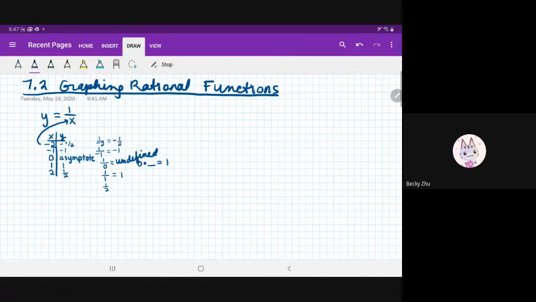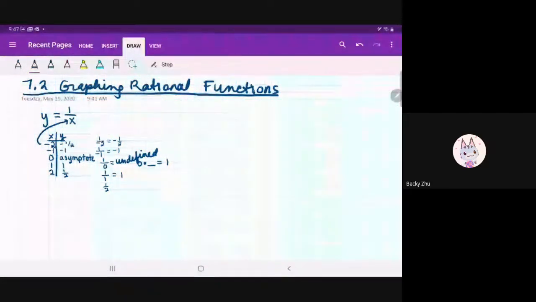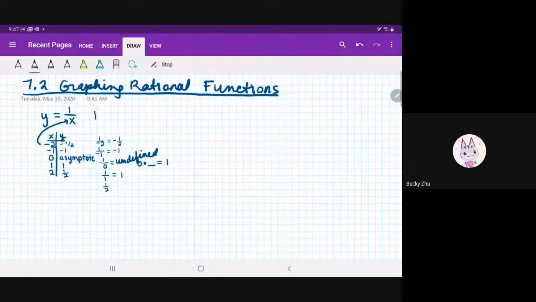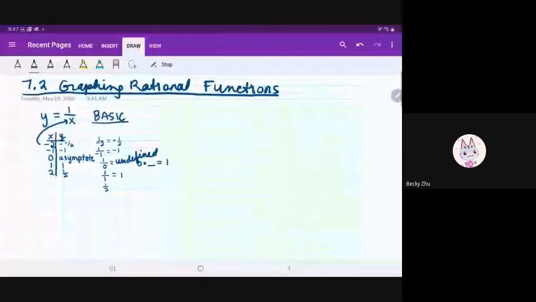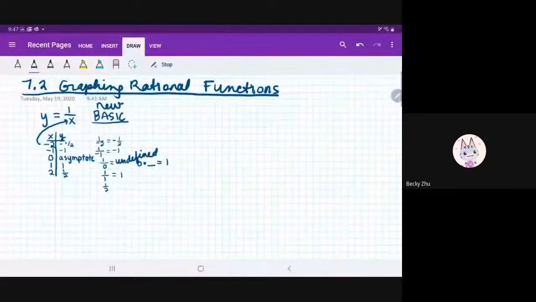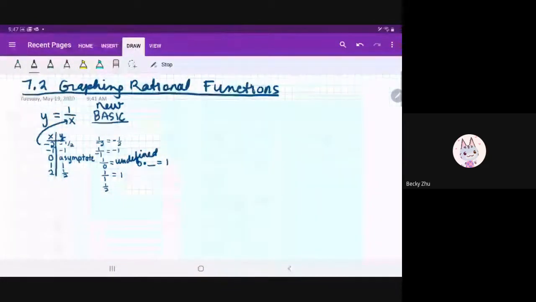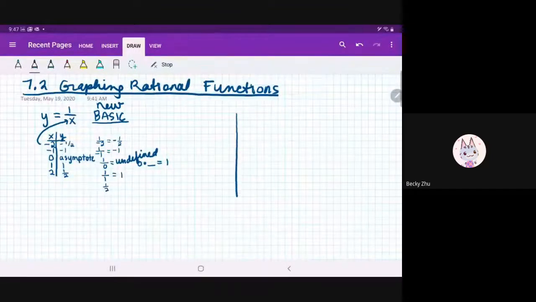So we're going to actually have an asymptote at 0. And this is the basic graph. So we're just doing the basic graph. So this is a new basic graph, basically. Okay, so let's see what we have. And then we're going to substitute some more numbers in just so we can see how it behaves. So let's graph what we have so far.